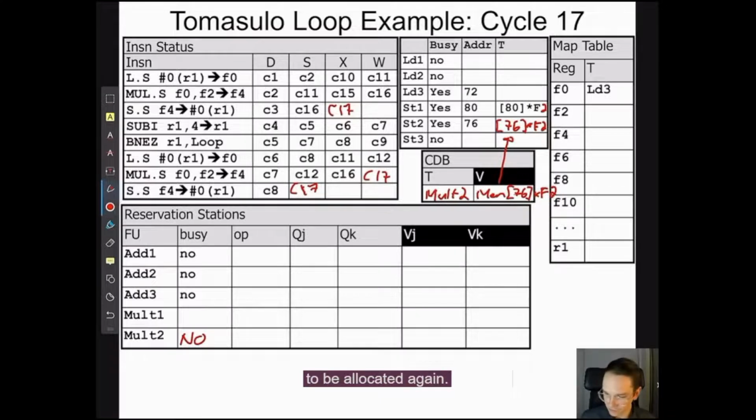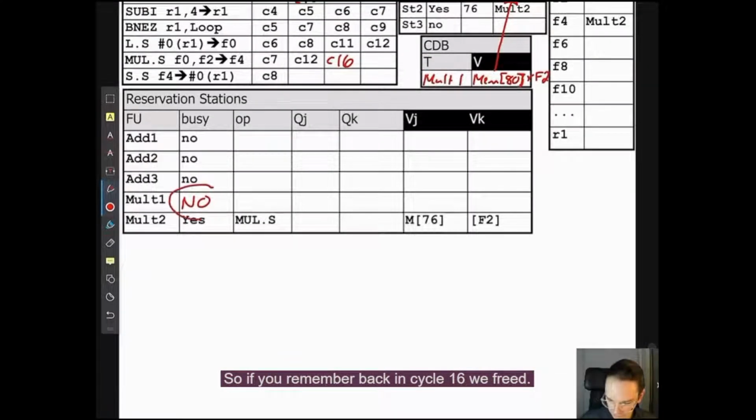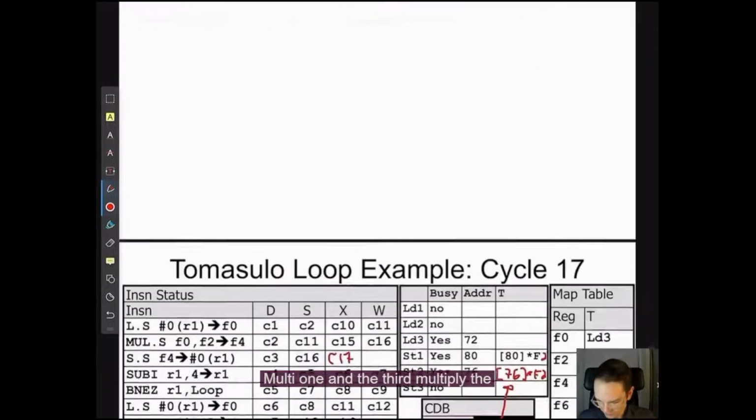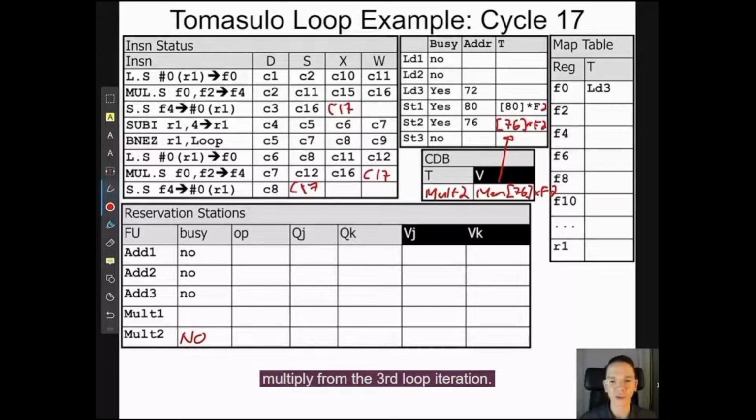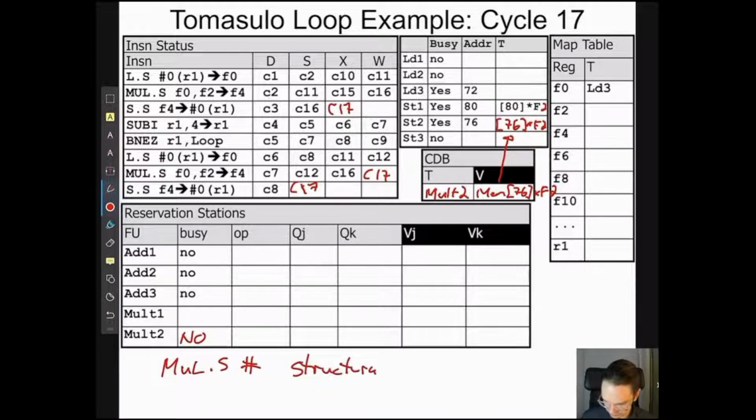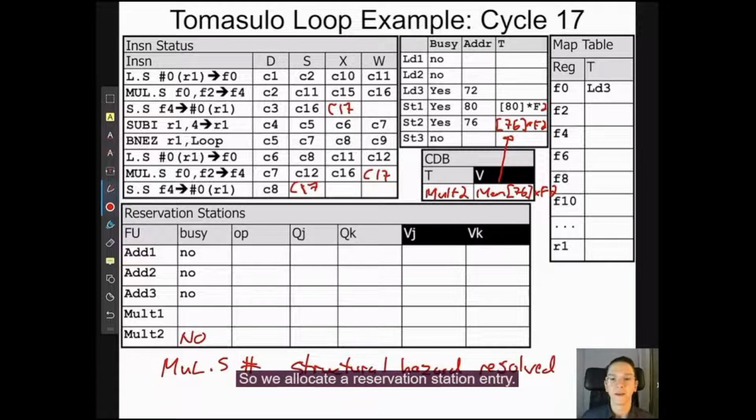be allocated again. So if you remember, back in cycle 16, we freed mult1, and the third multiply, the multiply from the third loop iteration, has been stalled in dispatch. It has been holding up the fetch process as well, but now that entry is able to be allocated, and the dispatch of the third multiply can proceed. So the mul number 3 from the loop iteration, structural hazard, is resolved. So we allocate a reservation station entry, we extract its opcode as usual.